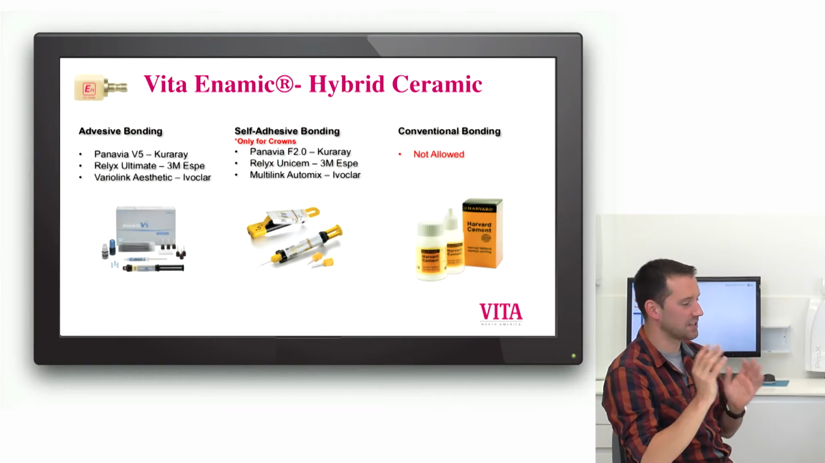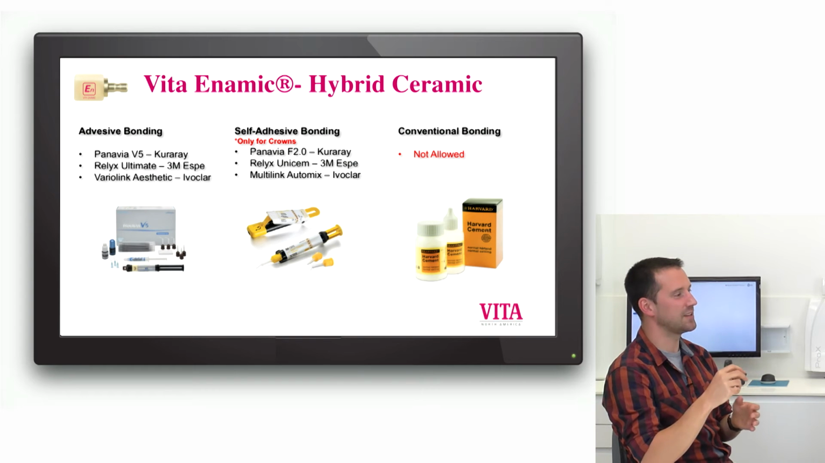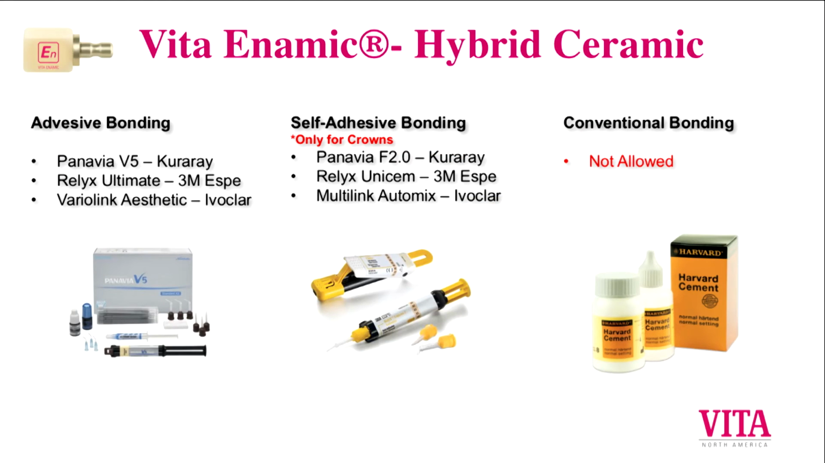If you use a ceramic, whether it's a glass ceramic, a feldspar ceramic, or a hybrid, you want the bond. The more enamel you have to bond onto, the stronger it gets. If you want to use a self-etch, you can. But remember, self-etch bonds quite well on dentin, but not so well on enamel. So if you use a self-etch, only on full crowns, not on partial restorations.